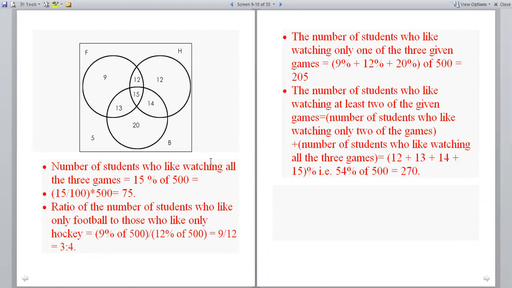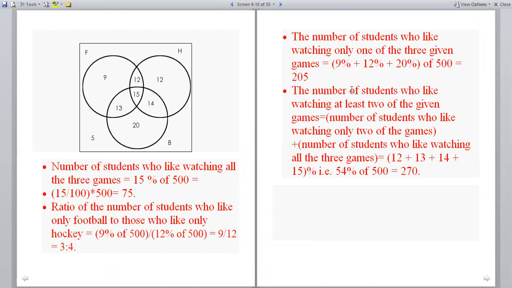Now they are asking the number of students who like watching all three games. Then you will say 15% of 500. Now they are asking the ratio of the number of students who like only football to those who like only hockey. Only football, 9. Only hockey, 12. 9 upon 12. Now they are asking the number of students who like watching only one of the three given games. One of the three given games means only football, only hockey, only basketball. Means 9 plus 12 plus 20. It is coming out to be 41% of 500.